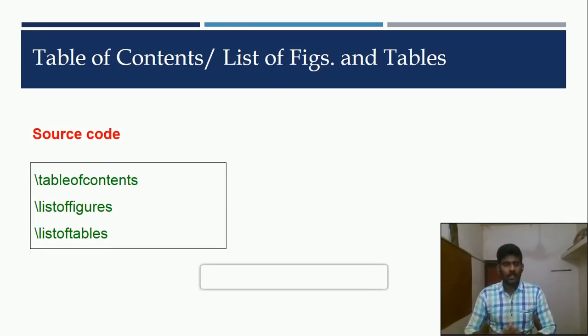Now we are going to see how we can automatically generate a table of contents, list of figures, and list of tables in LaTeX. However, MS Word has upgraded its level to generate a table of contents, but still there are some complications. We need to do some manual work to create a table of contents, list of figures and the list of tables. But it is not needed to do that in LaTeX.